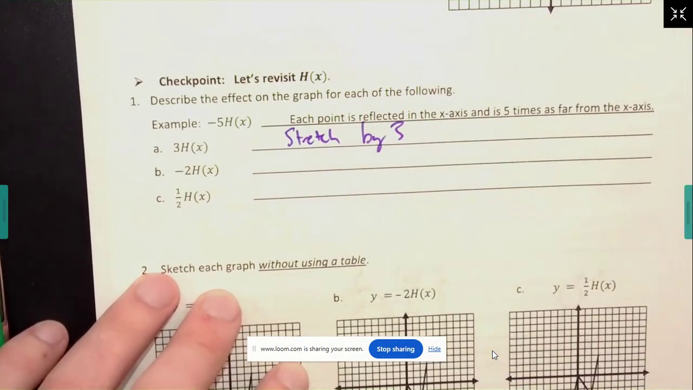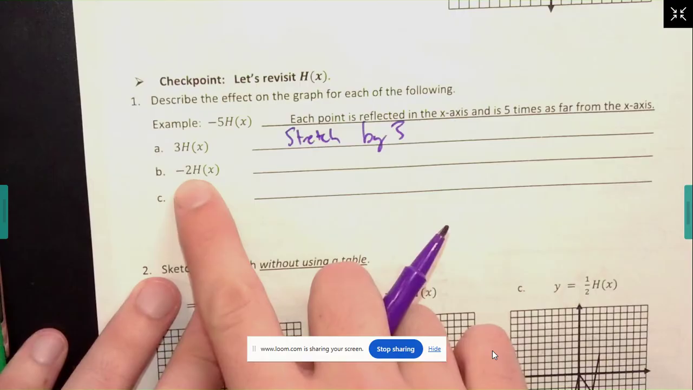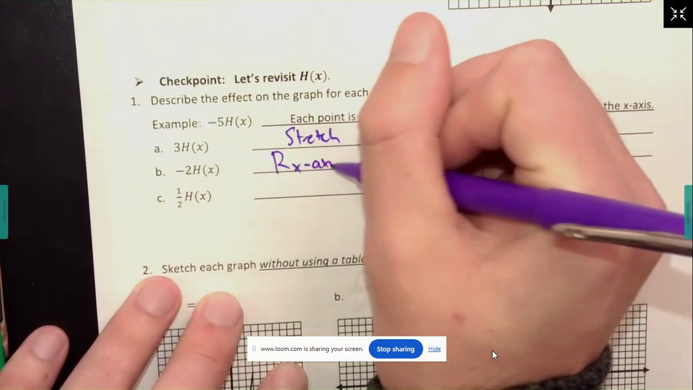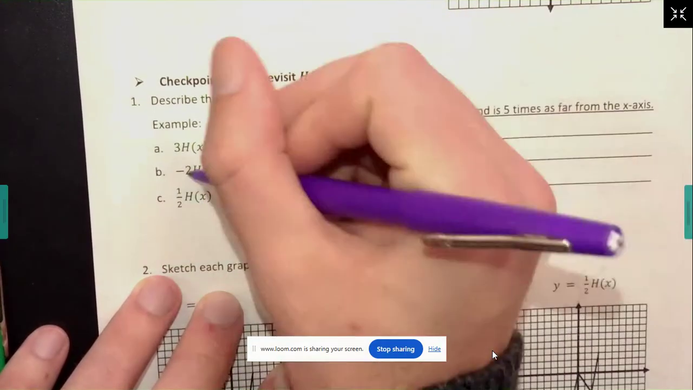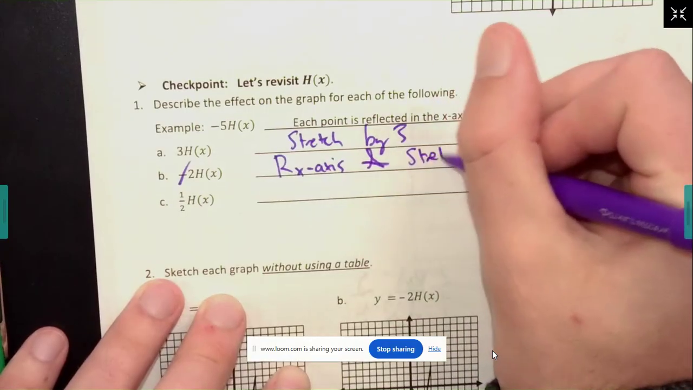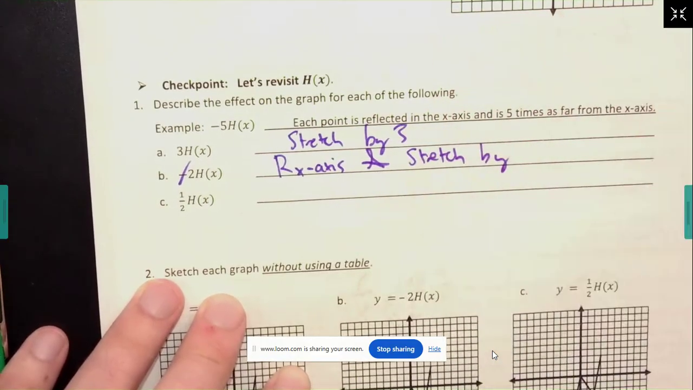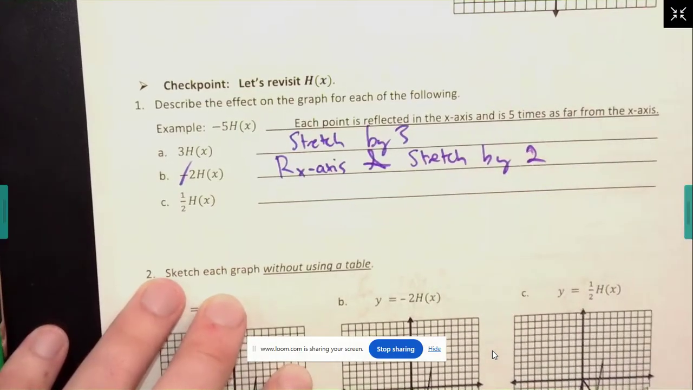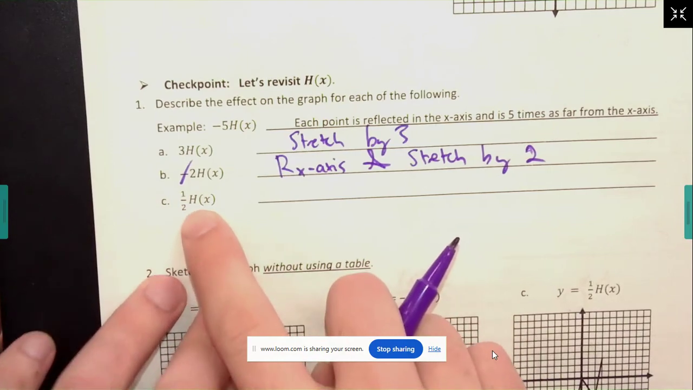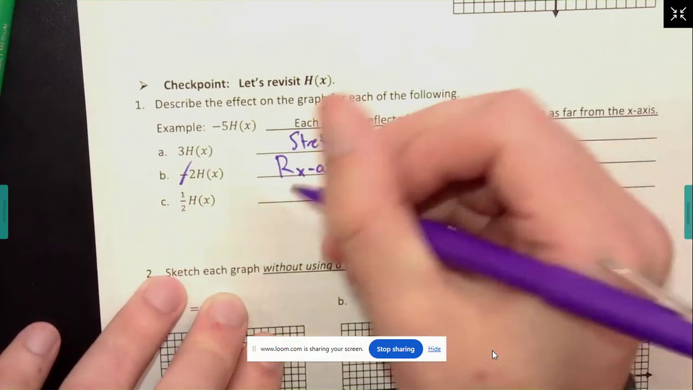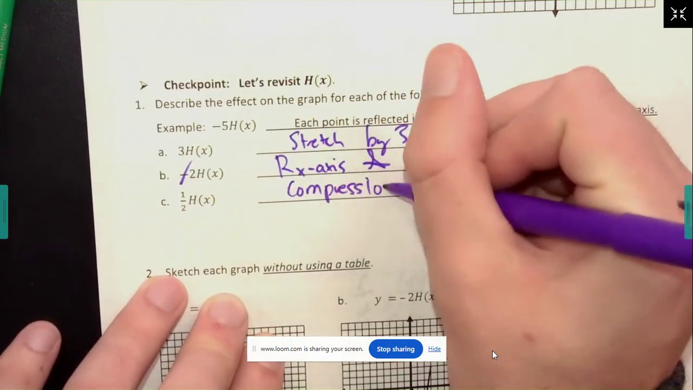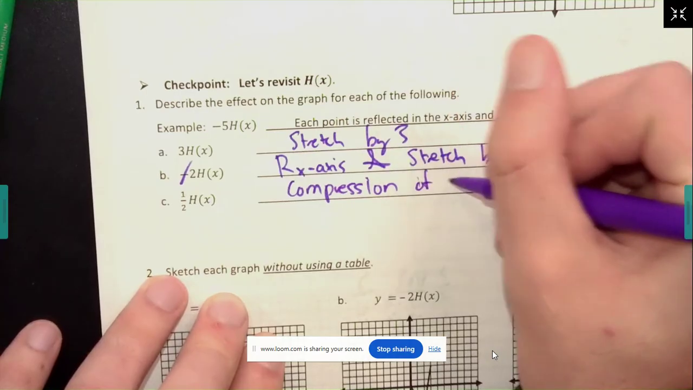Okay? I have a negative out in front. So I know I'm going to reflect over the x-axis, and after I spend that, right, I have the 2 left. Excuse me. I'll be stretching by 2. Okay, for this one, 1/2 is less than 1 greater than 0. So I will be compress. I have a compression of 1/2.